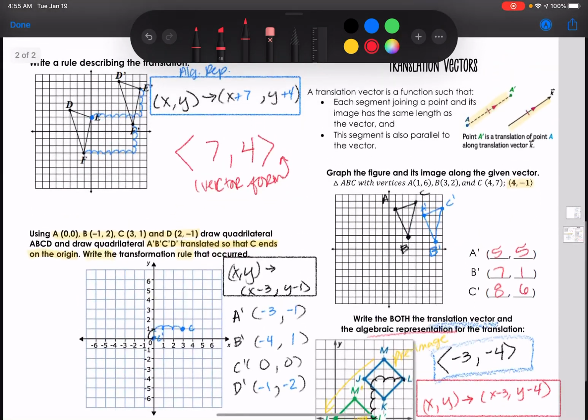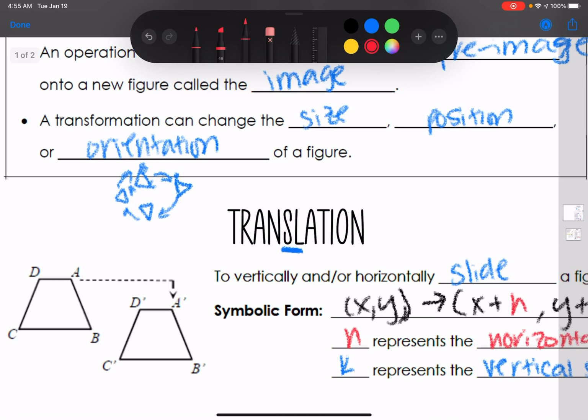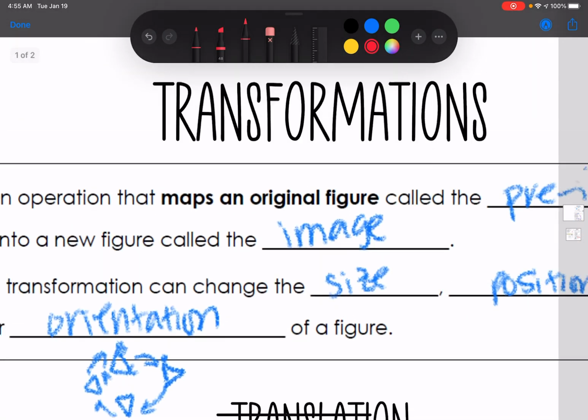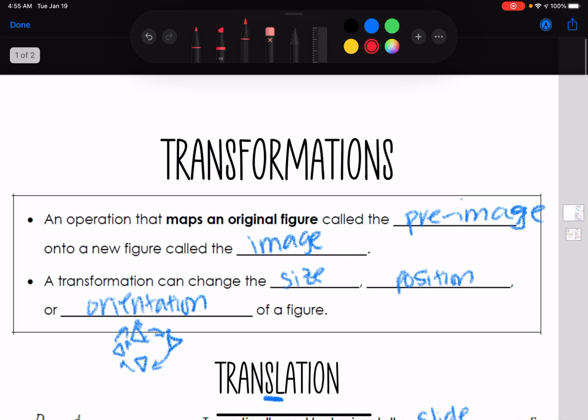And guess what? You are done with translations. We are going to be talking about the other transformations because, hey, that's our entire chapter.